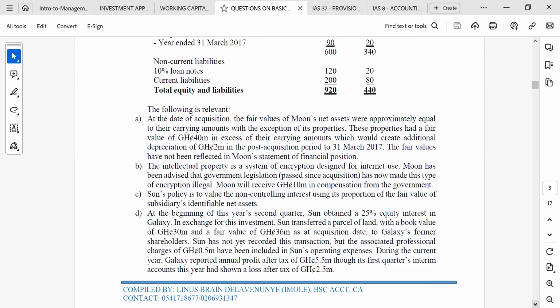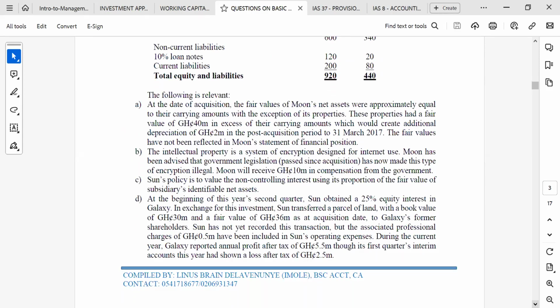Okay. Answer BC, are you there? At the date of acquisition, the fair value of Moon's net assets were approximately equal to their carrying amount, with the exception of its property. This property had a fair value of 40 million in excess of its carrying amount, which will create additional depreciation of 2 million in the post-acquisition period to 31st March 2017. The fair values have not been reflected in Moon's statement of financial position.